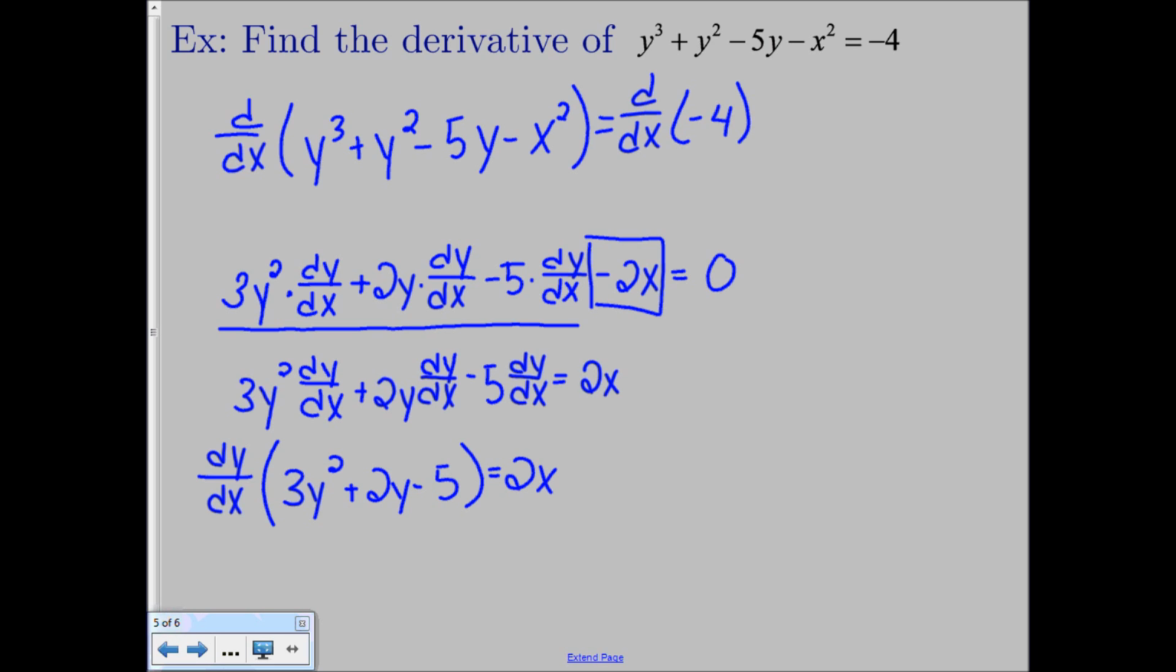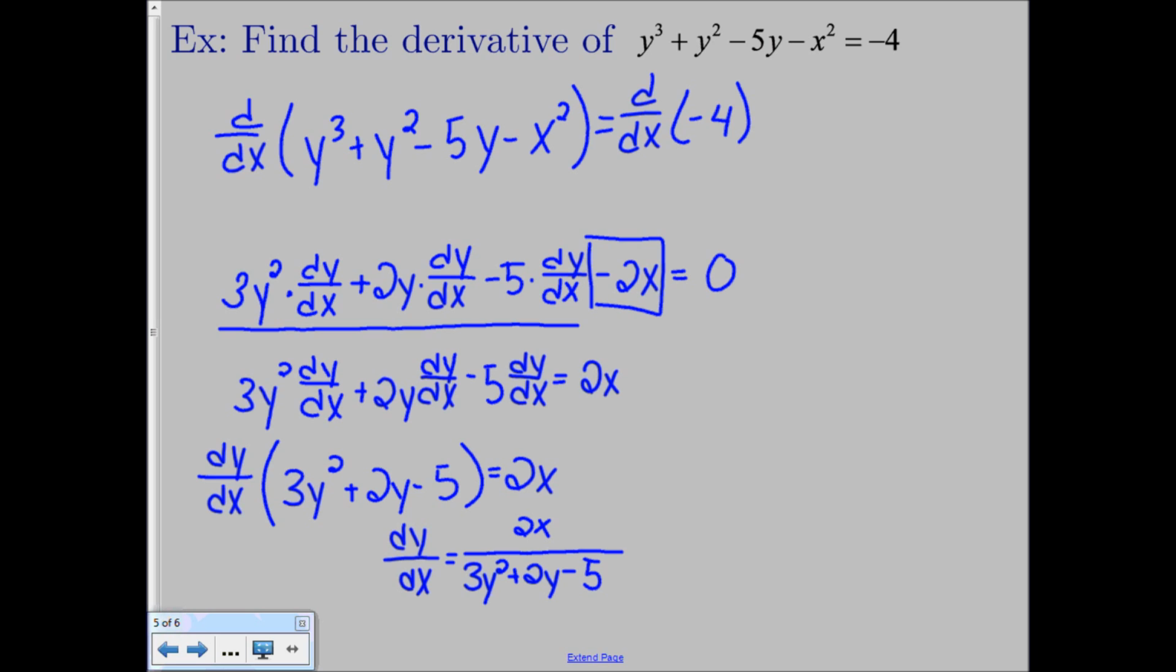And now we want to know what dy/dx is equal to, so we need to isolate it, get it by itself. So what we can do is divide both sides by that quadratic term that it's attached to. So we're going to get 2x divided by 3y squared plus 2y minus 5. And that's going to be our first derivative of this function.